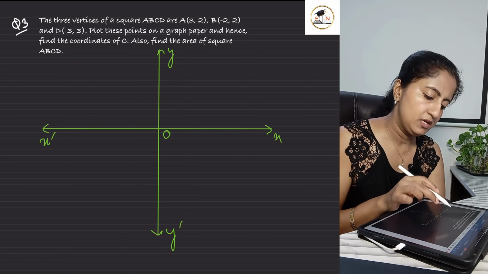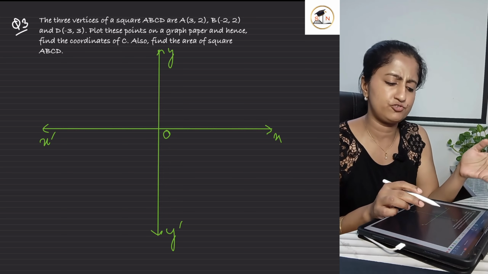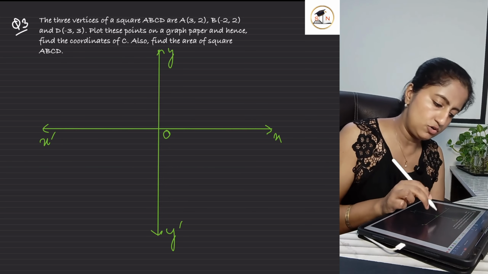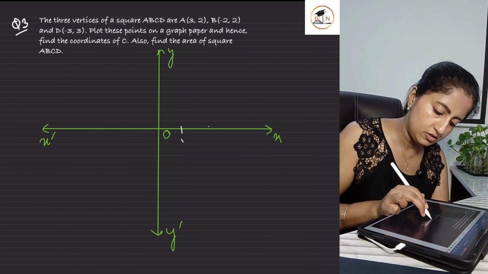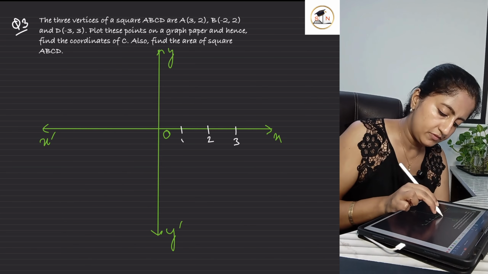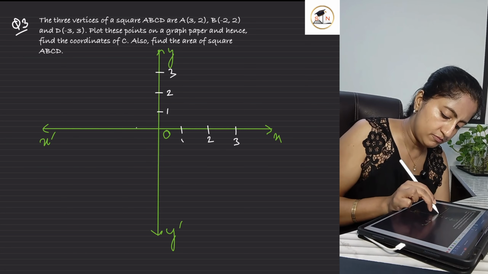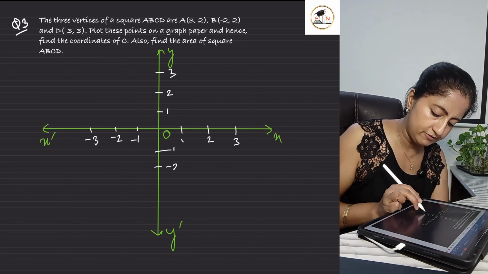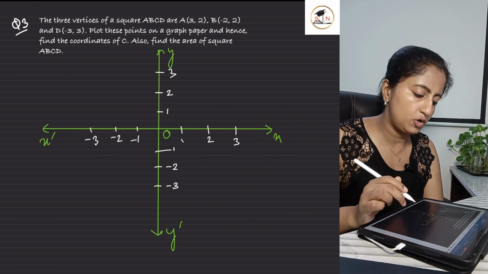Okay, now again, just see the coordinates. There are 3, 2, -3, 3, and all that. That is shorter distances on the grid. So we will also not go much beyond 1, 2, 3. 1, 2, 3. -1, -2, -3. Right? So let's start plotting.